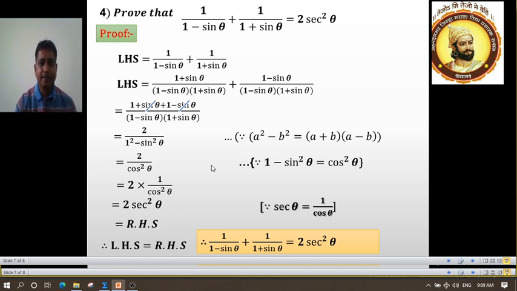So in this way, we can prove any trigonometric equation by using trigonometric identities.